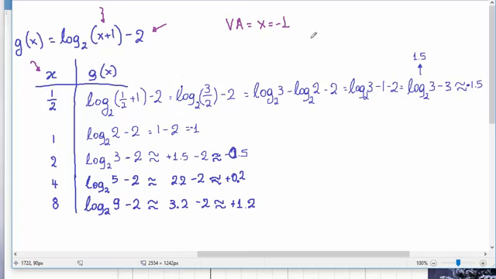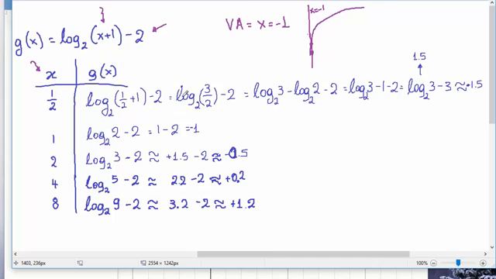We expect the logarithmic function to be similar to any logarithmic function, similar to this curve right here, and it will converge to a vertical asymptote. And this vertical asymptote right here, we expect it to be equal to x equals -1. So that's the first thing.